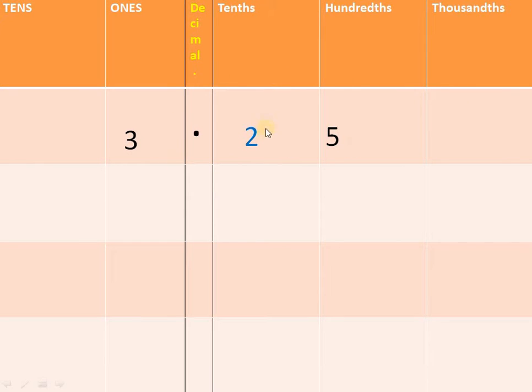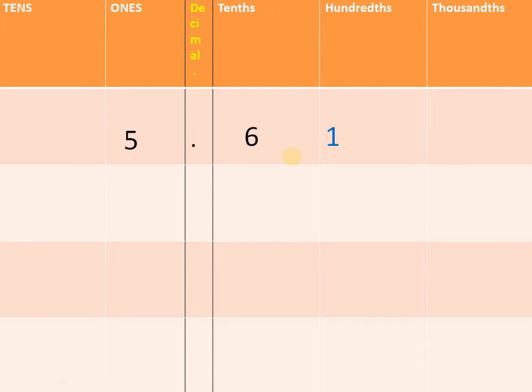So children, which one is the colored part here? Yes, 2. You can see 2 is blue colored. Why? Because you have to find out its place value. So the place value of 2 is 2 tenths. You will write 2 is equal to 2 tenths.